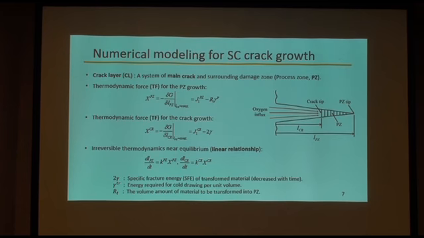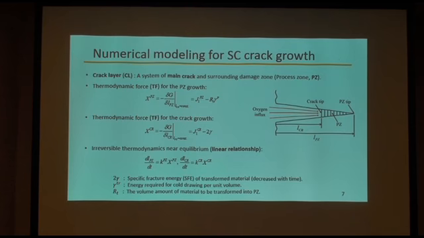The J_PZ and J_C are the energy release rate at the process zone tip and the crack tip respectively. And R sub T means the volume of material to be transformed into the process zone. And the 2 gamma means the specific fracture energy of the transformed material at the crack tip. And in discontinuous crack growth, during the crack arresting time, 2 gamma is decreased with time. And gamma transform means the energy required for cold drawing per unit volume.